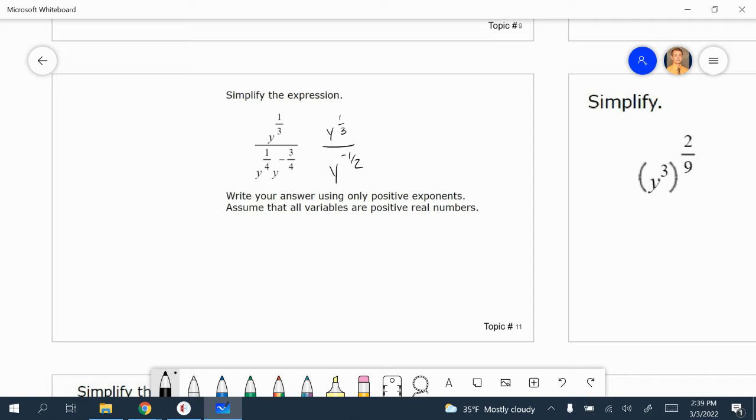And then what I need to do is take the 1/3 minus the negative 1/2 because now it's subtraction. So 1/3 minus, or plus I guess, 1/2 because it's minus a negative, which is 5/6. Okay, that's the final answer.